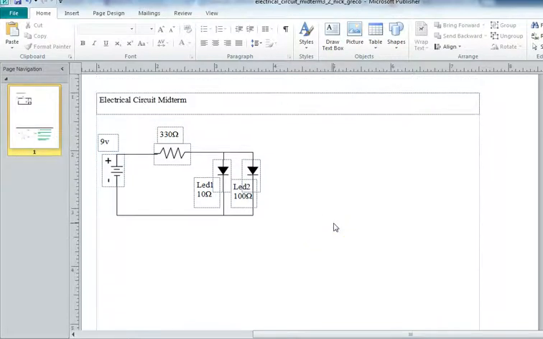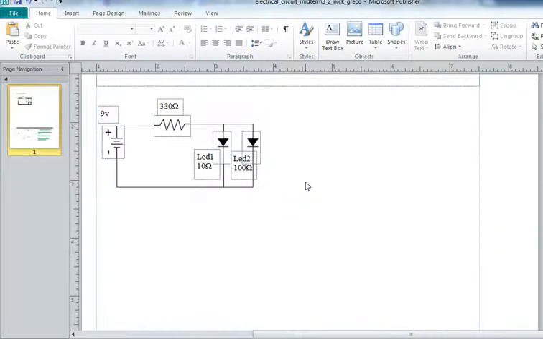Okay, so we're in Publisher and we're looking at the electrical circuit midterm question. Question number 1, the top one, was a parallel circuit, and it has a 9-volt battery attached to a 330 ohm resistor, and then branch 1 of the parallel circuit has an LED light that has 10 ohms of resistance. Goes around a big circle.